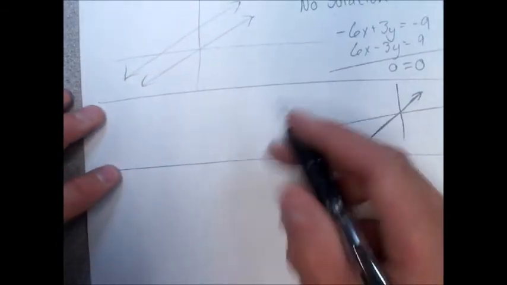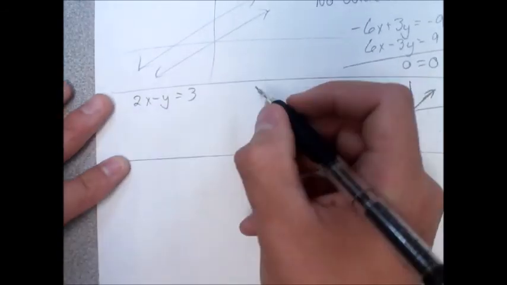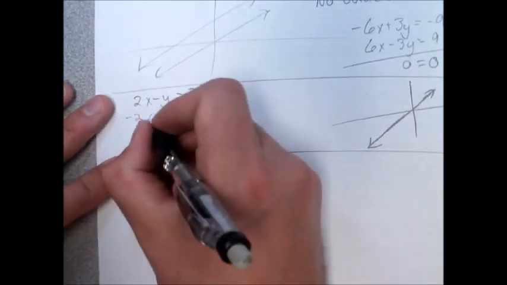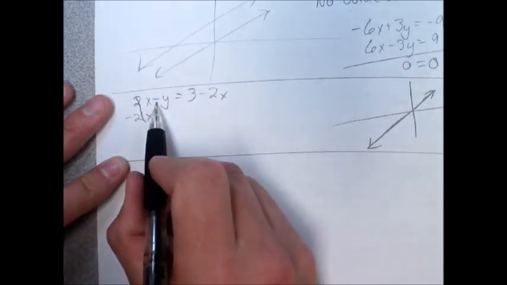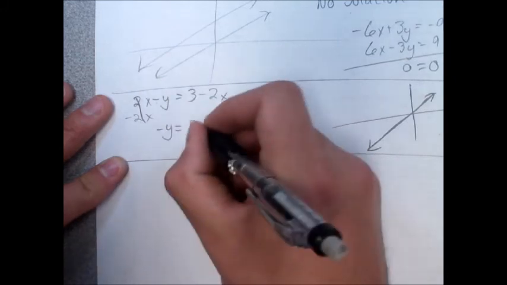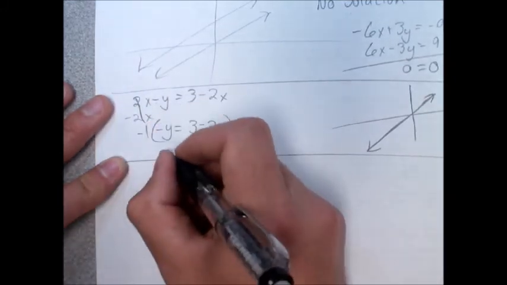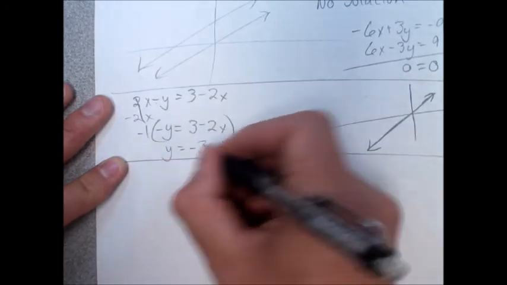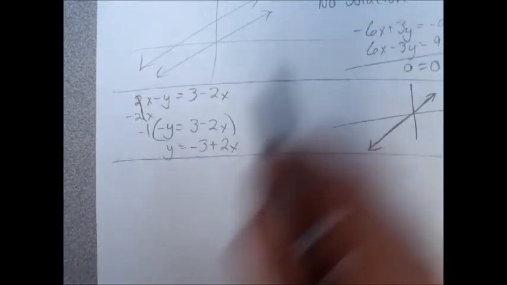So if we solve this in our calculator, you would have to isolate them down to y. So we'd have to take 2x minus y equals 3 and solve it for y. So I'd subtract 2x. And then I'd have to multiply the whole thing through by a negative to get rid of that negative 1. So I have negative y equals 3 minus 2x. Multiply the whole thing through by a negative, and I get y equals negative 3 plus 2x. And I can type that into my calculator. You can do the same thing to the other one. You'll get the exact same equation.